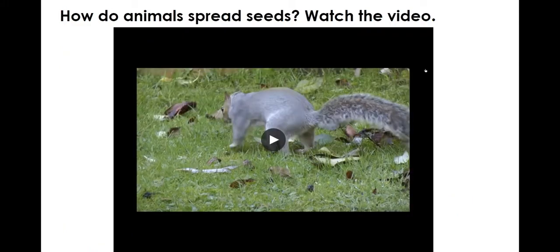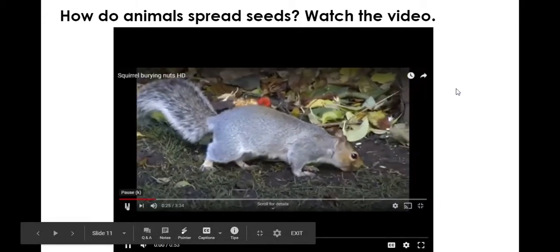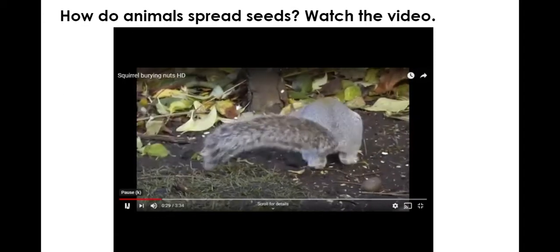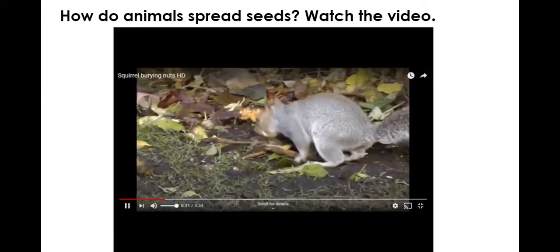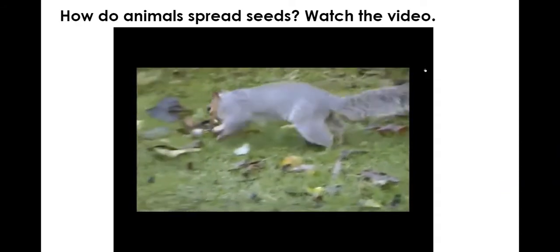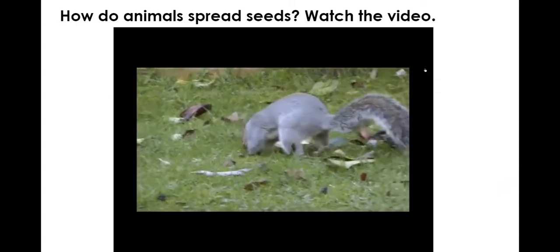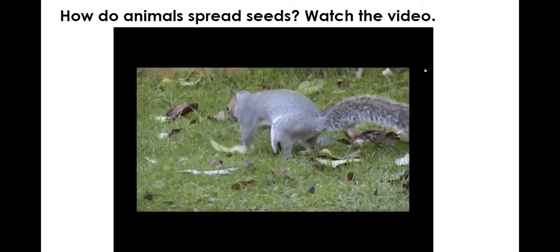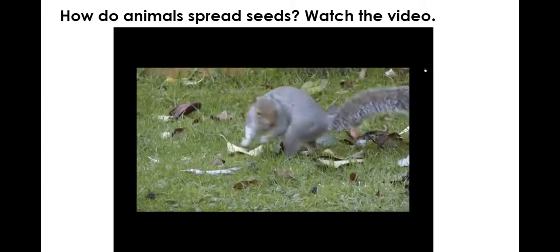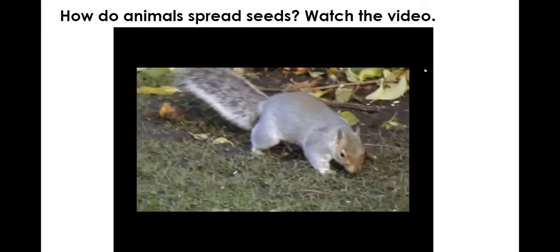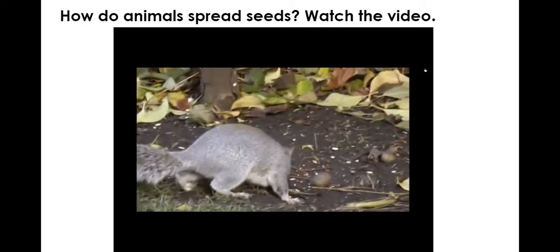How do animals spread seeds? Let's watch this video. So let's see what this squirrel does here. Looks like he is looking for some sort of nut and he's got something in his mouth. And now he's going to try to dig a hole, as we can see there. He puts the seed in the hole and then covers the seed up in the ground. And then he comes back for another seed.